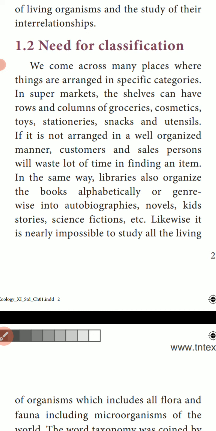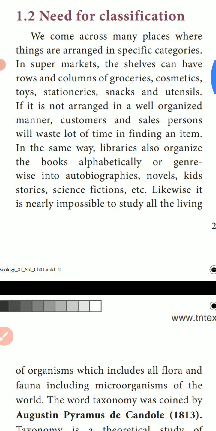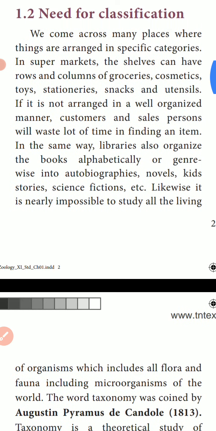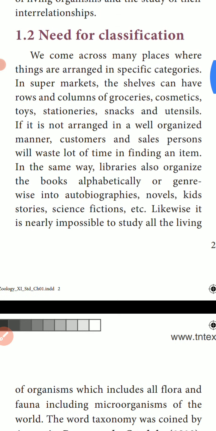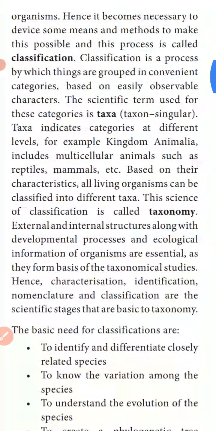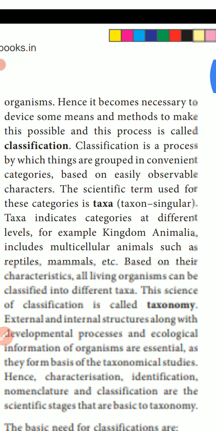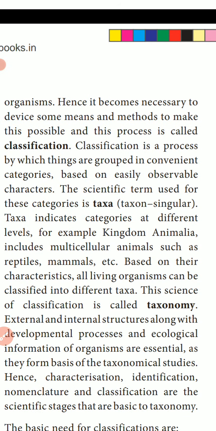In the same way, libraries are also arranged like this. If you want to take any textbook in the library, you can find biological science rows, physical science, physics and chemistry, maths. Subject wise, they are arranged. Likewise, it is nearly impossible to study all living organisms. Hence, it becomes necessary to devise some means and methods to make this possible, and this process is called classification.